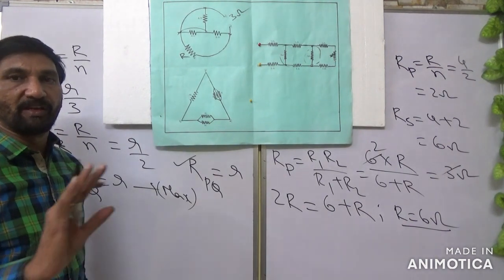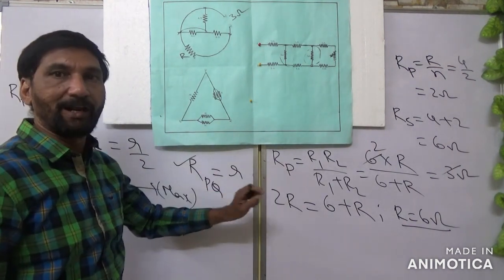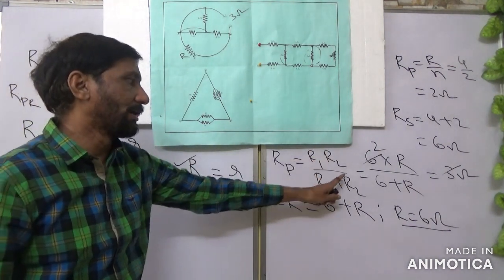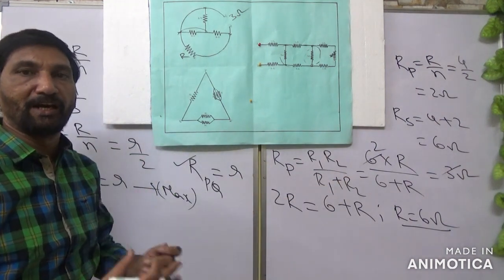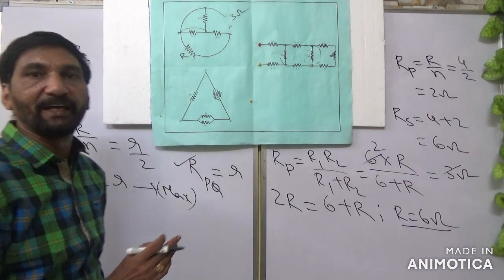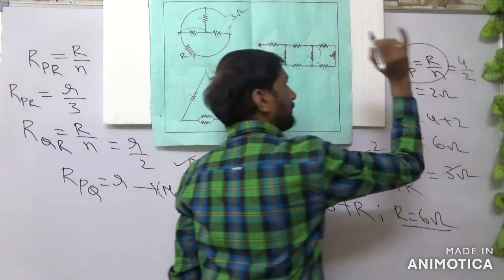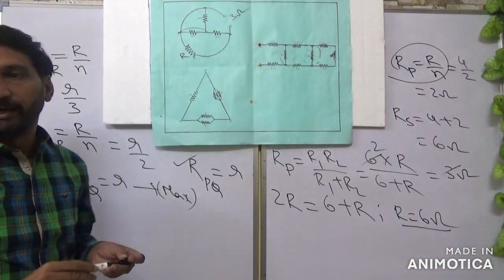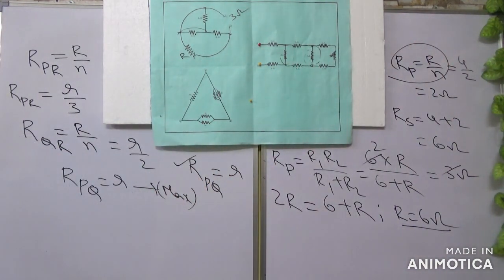Okay, so remember whenever two resistors are in parallel, R1 R2 by R1 plus R2, that is when they are different. So in case of identical, it is R by N. Okay, so now about next problem.